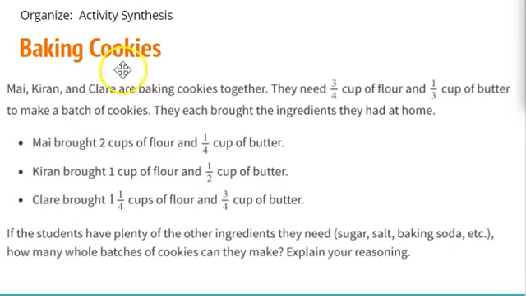Okay, so Kieran and Claire are baking cookies together. They need 3/4 cup of flour and 1/3 cup of butter to make a batch of cookies. They each brought the ingredients they had at home. So we have one bringing 2 cups flour, 1/4 cup butter. Kieran had 1 cup flour, 1/2 cup butter, and Claire had 1 1/4 cups flour, 3/4 cups of butter. How many batches of cookies can they make?